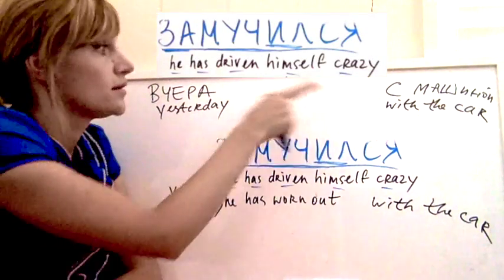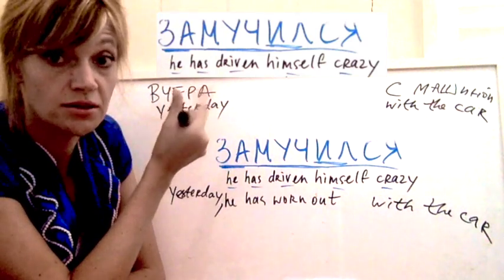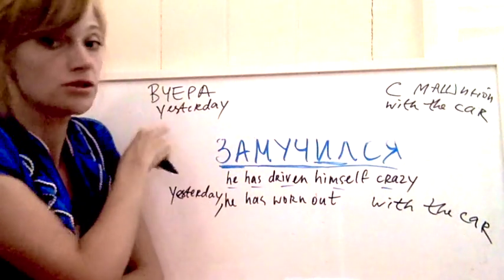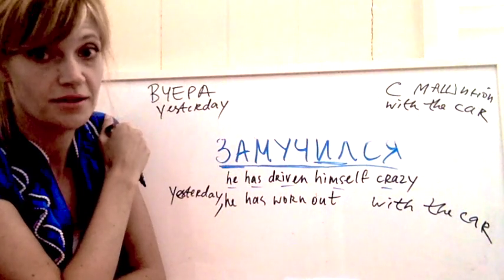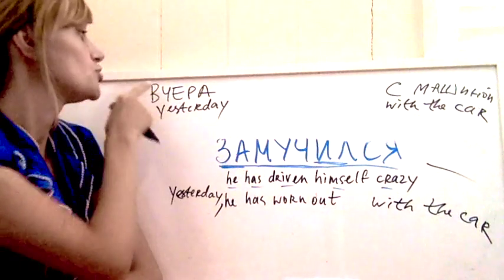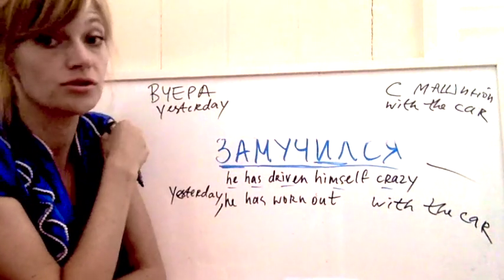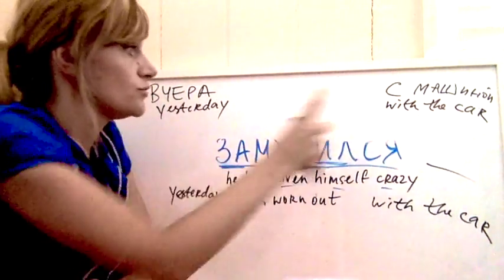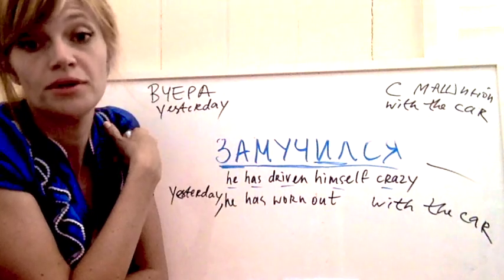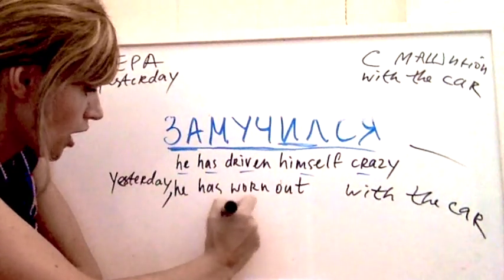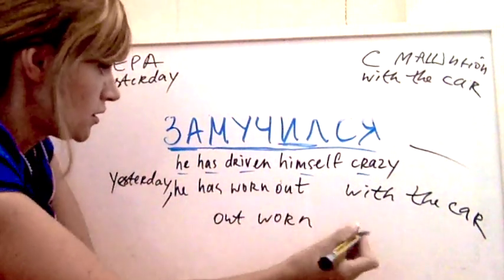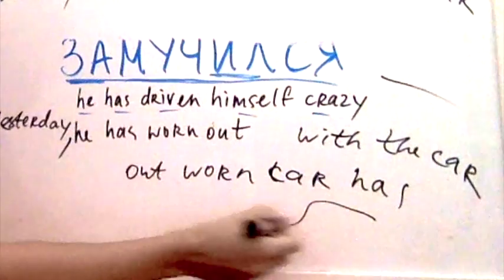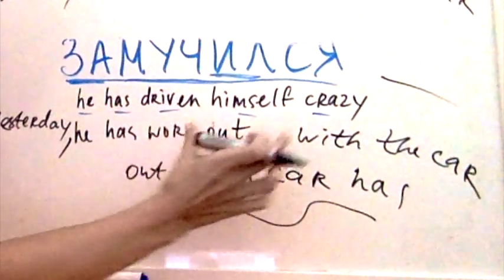Замучился вчера с машиной. It means that you emphasize that it drove you crazy. Or you can say с машиной замучился вчера. It was the car that I drove myself crazy with. You can say вчера с машиной замучился, emphasizing that it was yesterday. So if you move those around, it's going to be the same. But in English, if you shuffle the words around, it won't have any sense because they're all separate.